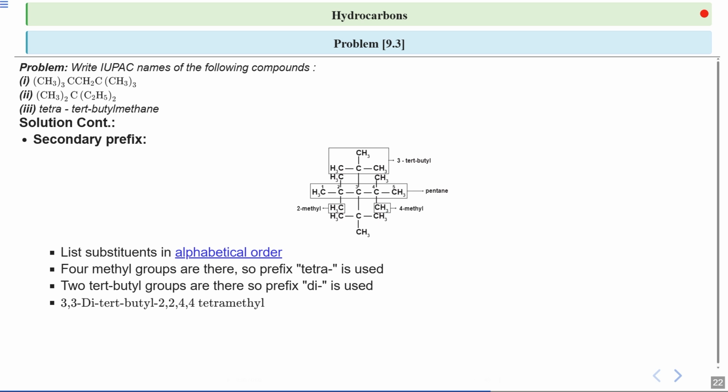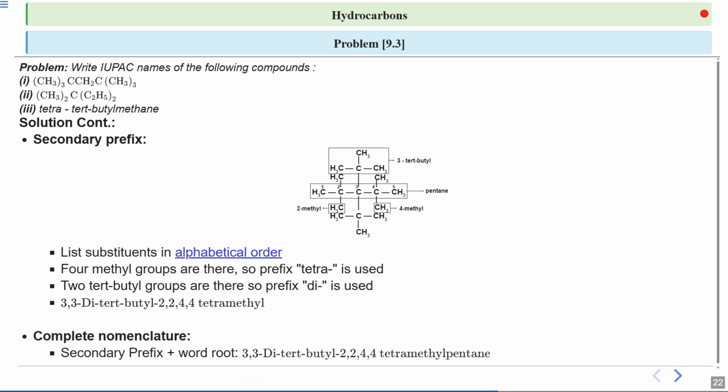3,3-di-tert-butyl, 2,2,4,4-tetramethyl. What will be the complete nomenclature now? You will just add the secondary prefix and the word root. You will get it as 3,3-di-tert-butyl-2,2,4,4-tetramethylpentane.